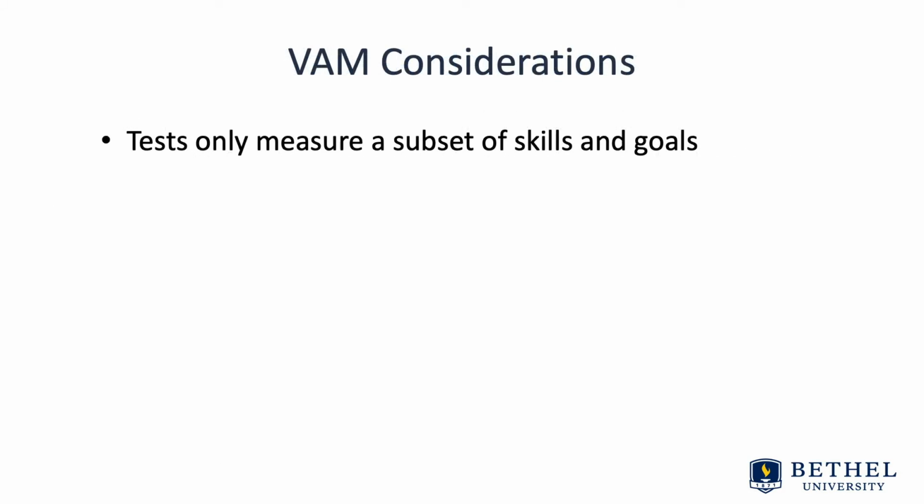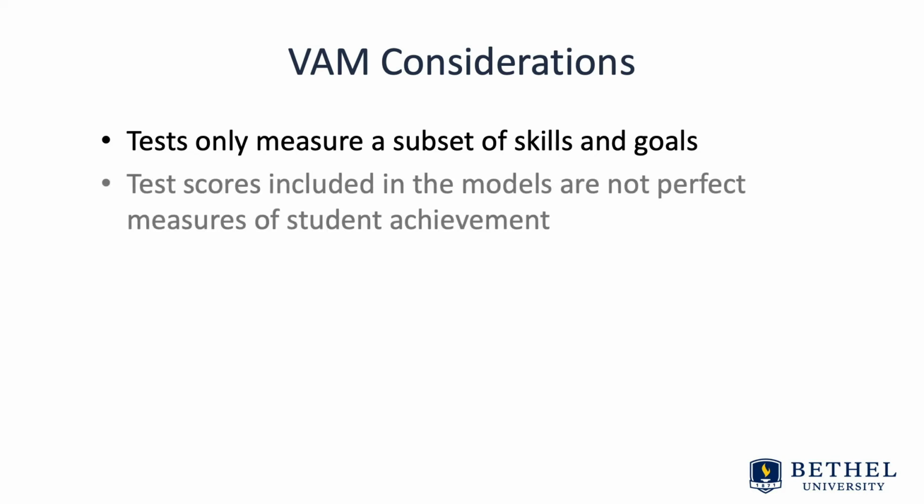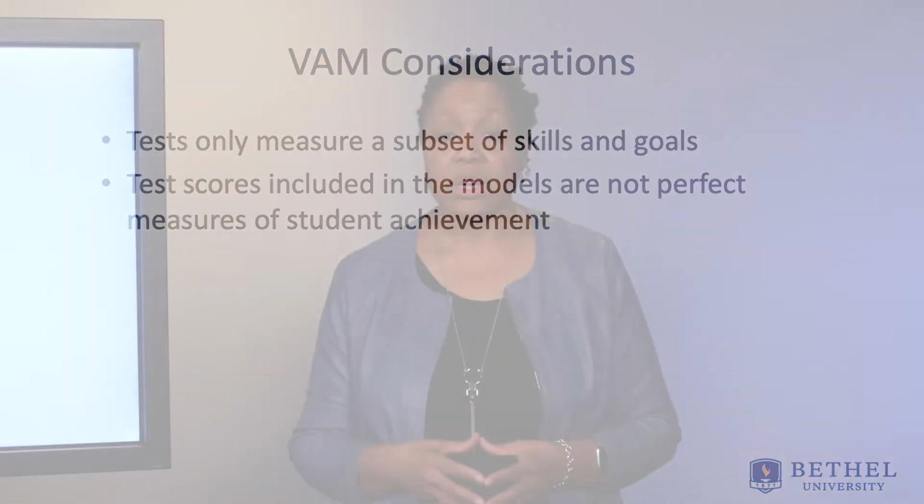Standardized achievement tests can only measure a subset of the skills and goals that people expect students to learn. The test scores included in the models are not a perfect measure of student achievement. For instance, there are some students who have deep anxiety about test taking. Others struggle to remain focused during test taking, yet they overall perform quite well in the classroom.